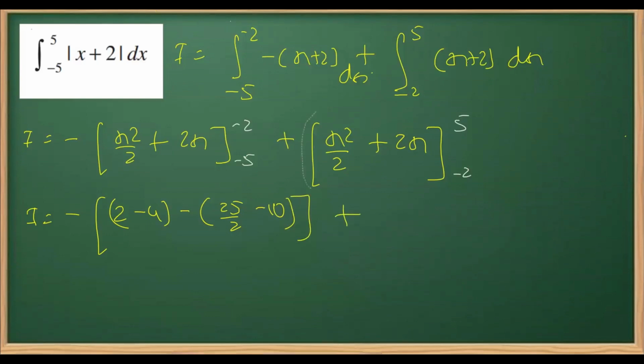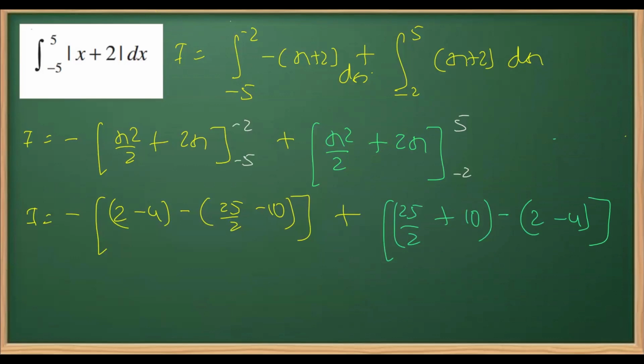Now I'm going to do the same thing over the other part. Here we place x as the upper limit, which is 5. So 5 squared is 25, so it's 25 over 2 plus 5 into 2 is 10. Minus the lower limit: placing x as minus 2, minus 2 squared is positive 4, 4 over 2 is 2, and 2 times minus 2 is minus 4.